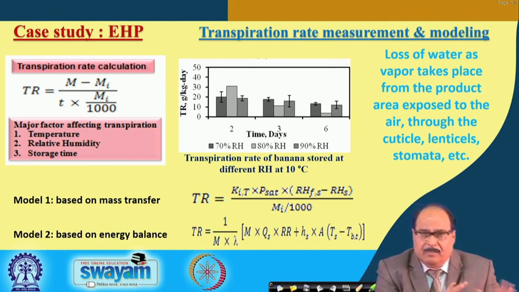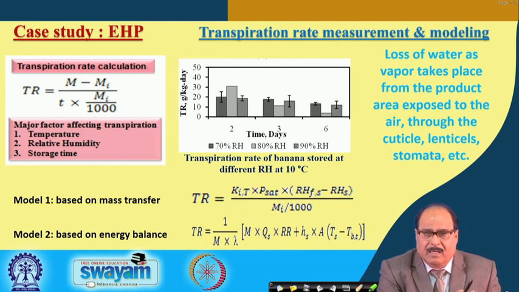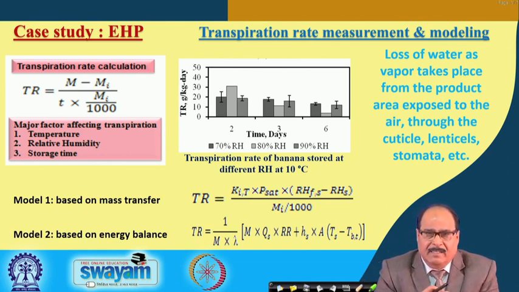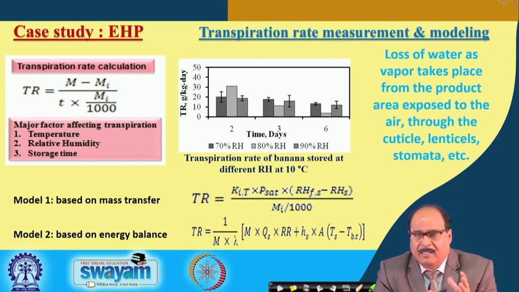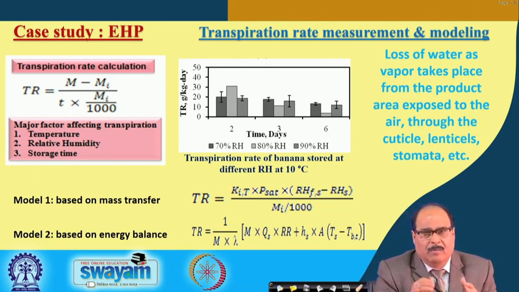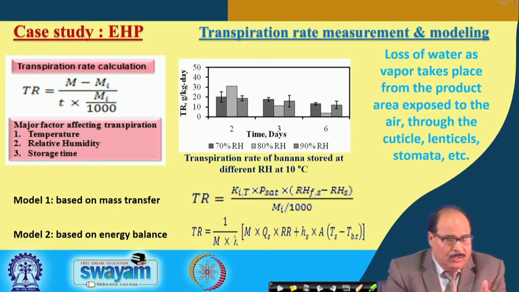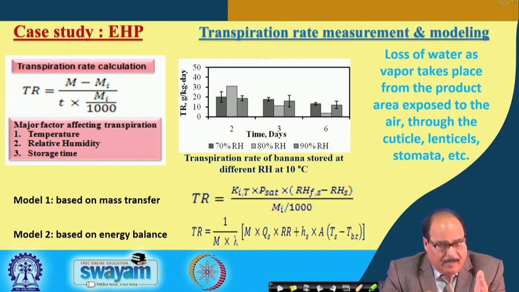That is when the product is placed inside the atmosphere, if there is a humidity gradient inside the package and outside the package, then there will be transpiration. The water will be evaporated from the food surface through the cuticle, lenticels, stomata, etc. So the transpiration rate is dependent upon the temperature, relative humidity, storage time.